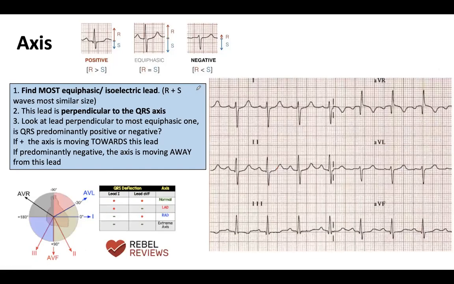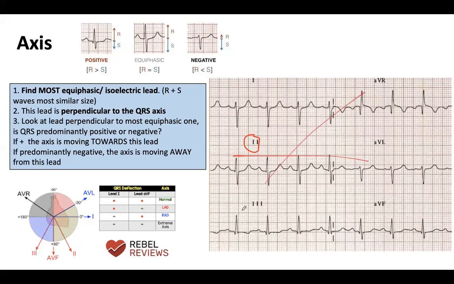Okay, so now, again, we're looking for the most equiphasic lead in the limb leads. It's not lead 1, because the S wave is much more negative than the R. It could be lead 2. It's not lead 3. It's not AVL. It's not AVR. It's not AVF. So it's lead 2. So what is 90 degrees to lead 2?